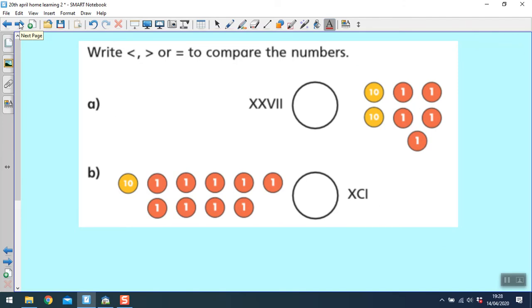Okay, here I've thrown in some Roman numerals to see if you can remember how to do them from Miss Hawk's lessons last time. So, what I suggest you do is on some paper, write down what XXVII represents and what 10, 10, 1, 1, 1, 1, 1 is, and then write your symbol. And the same for this one. Pause the video and have a go.